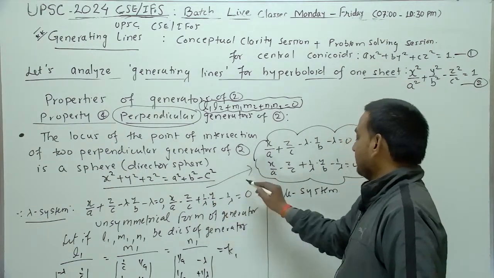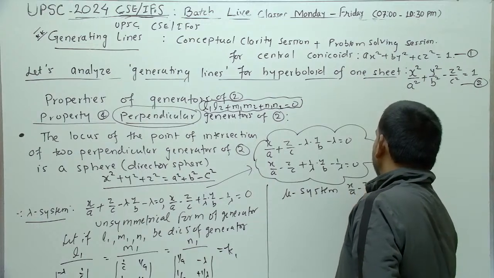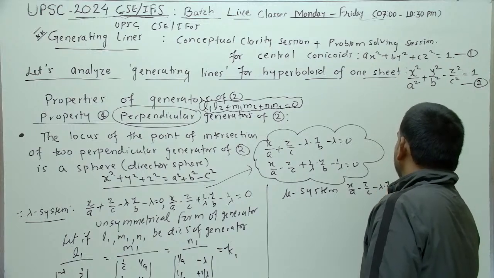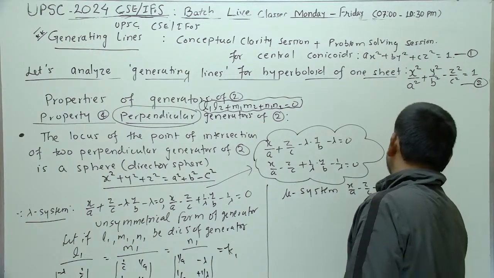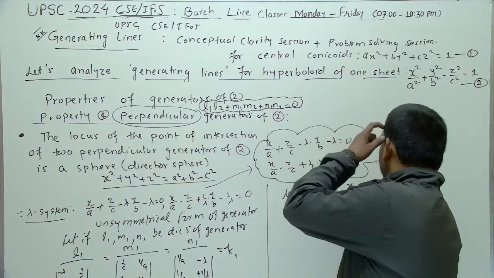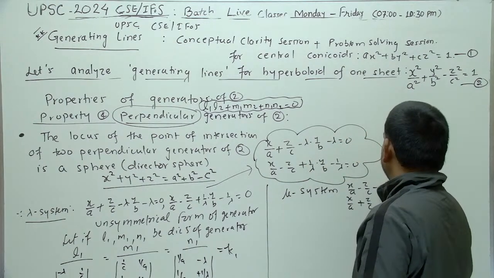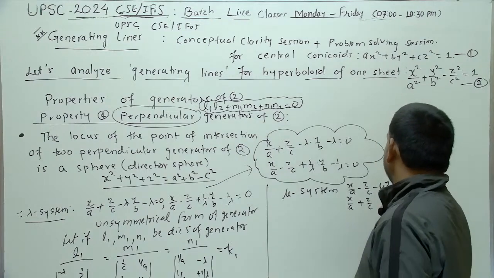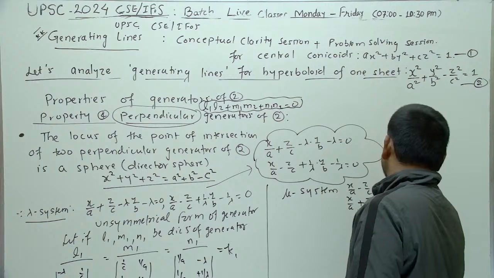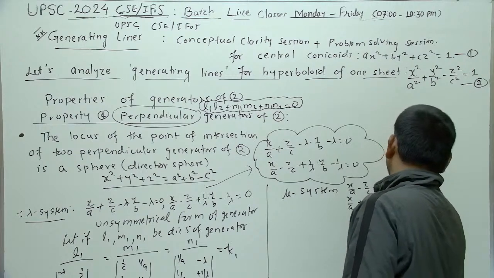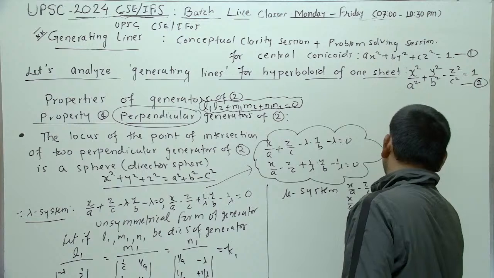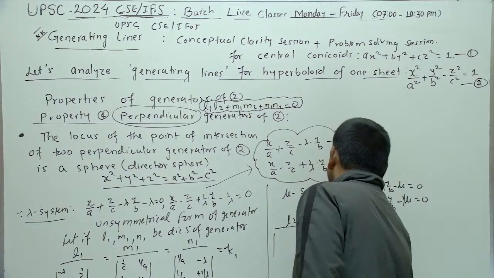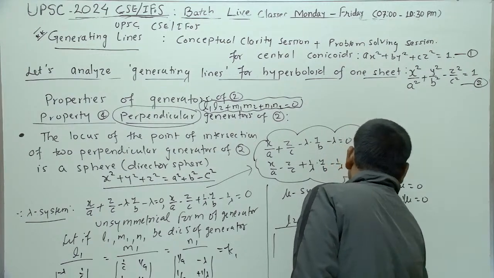This was the lambda system, okay? So that is x upon a minus z upon c minus lambda into y upon b minus lambda equals 0. And for mu, x upon a plus z upon c, sorry, mu; here it was minus, so plus comes, 1 upon mu into y upon b minus 1 upon mu equals 0. So if you write L2, M2, N2 here, you will have the things like this.